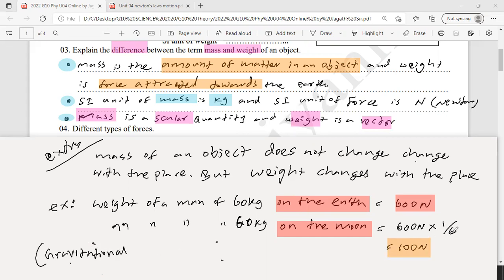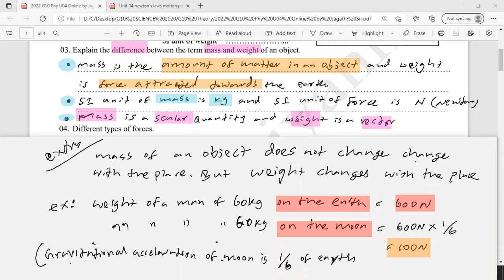Why did I multiply this by 1/6? Because this weight decreased by 6 times. Gravitational acceleration, that means g. Gravitational acceleration of the moon is 1/6 of the earth. Or else you can do this calculation this way also.